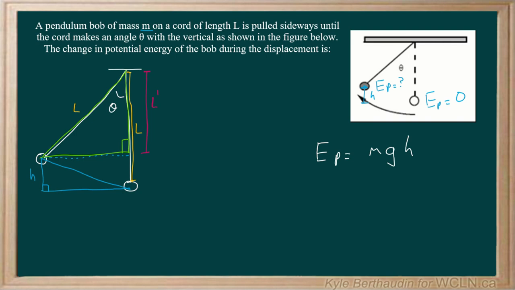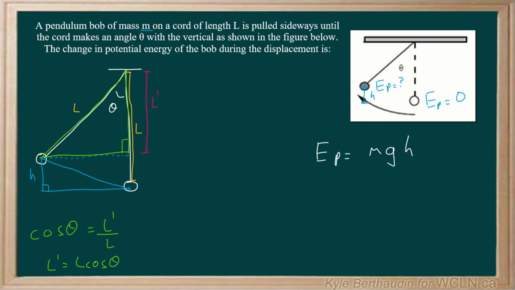Now looking at the right angle triangle in green, we can say that cos of the angle using SOHCAHTOA is equal to adjacent divided by the hypotenuse. So in our case, the adjacent is the pink L primed, and the hypotenuse is the length L. And if we just solve for the length L primed, we get L cos theta.